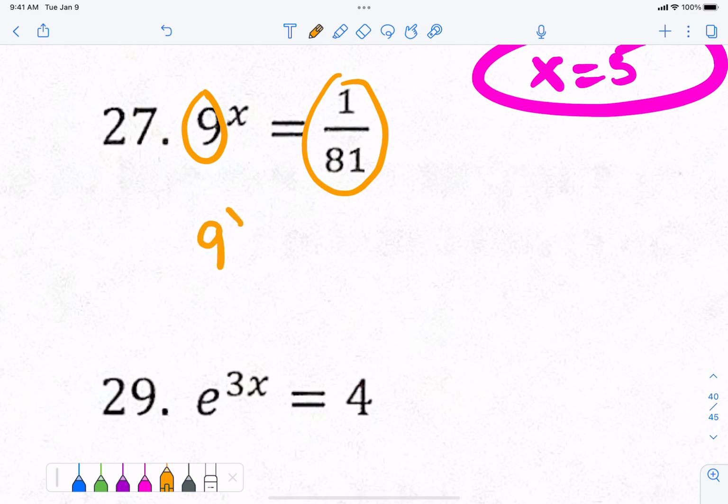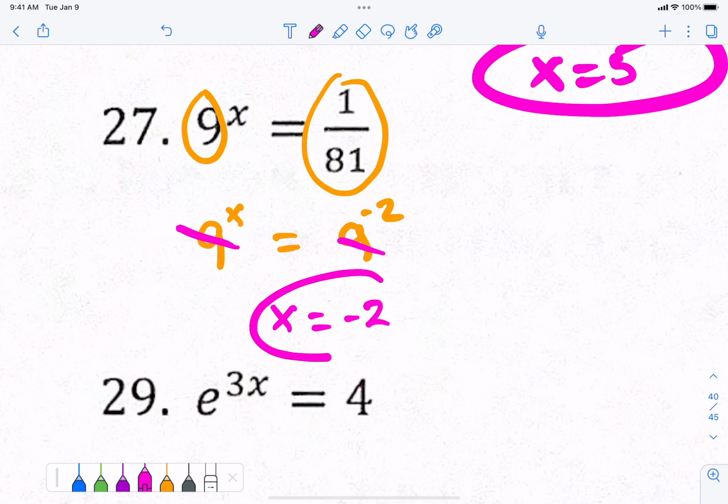27. Can you make those be the same number? Yes. We're going to leave this as 9 to the x power. 9 squared is 81. How do I get 1 over 81? Negative exponents. 9 to the negative 2 power would make it 1 over 81, right? Negative exponents flip it. Okay, so this one's actually really easy. x equals negative 2.